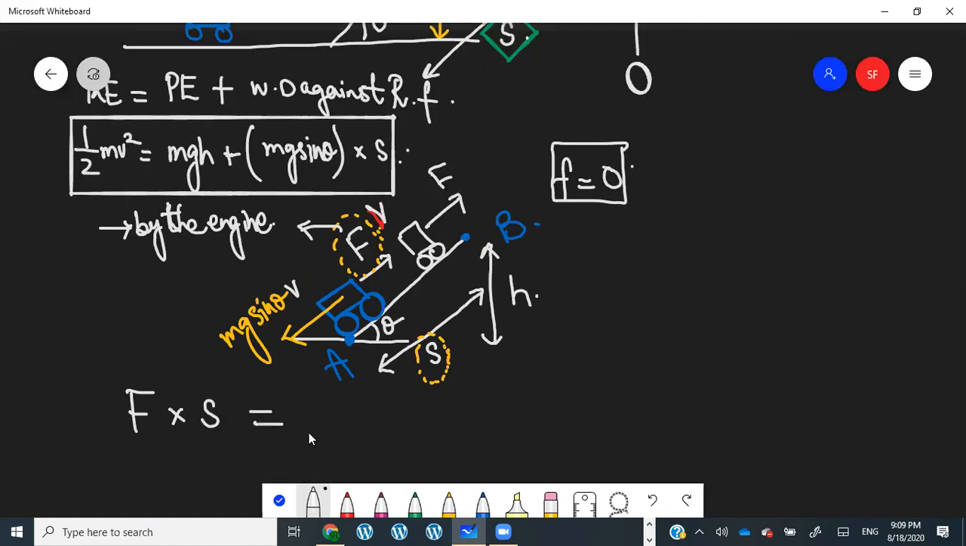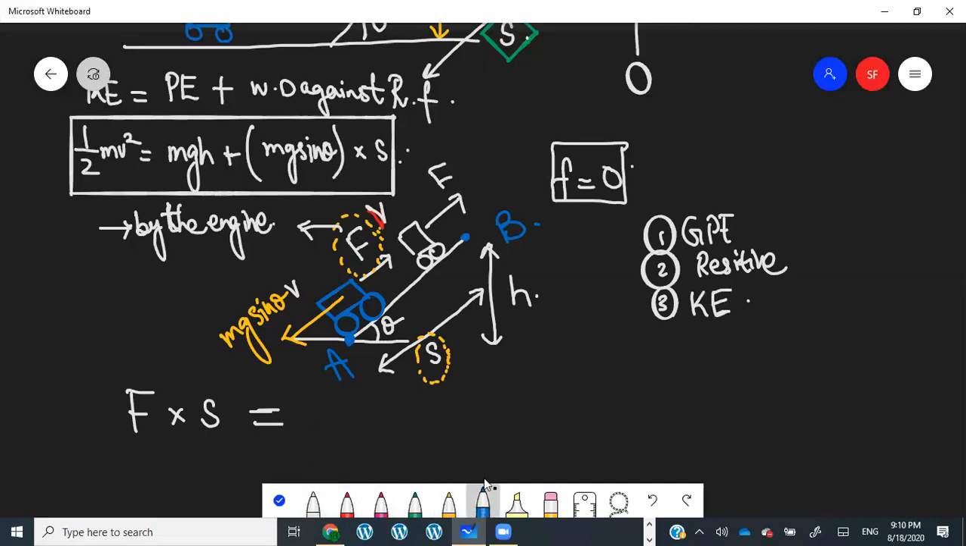What is it equal to? Work done is converted into some variety of energies, right? This is the energy that is applied by the engine, and this energy is converted into a variety of energies. It can be converted into gravitational potential energy. It can be converted into work done against resistive forces. And it can also be converted into kinetic energy.